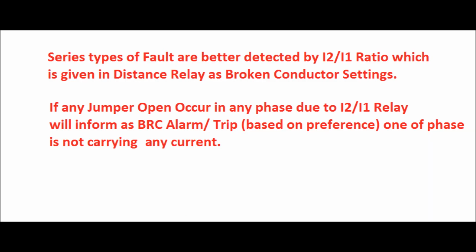So series type faults are better detected by means of the I2 by I1 ratio, which is given in the distance relay as a broken conductor setting. Normally in the distance relay, an alarm is given in case of a broken conductor, or sometimes a trip can be given depending upon the conditions or depending upon the utilities. So this is how the broken conductor setting in the distance relay detects series type faults.